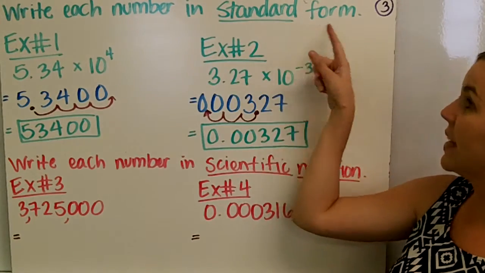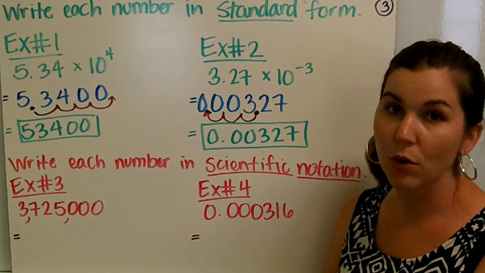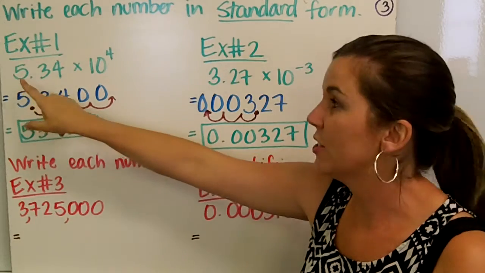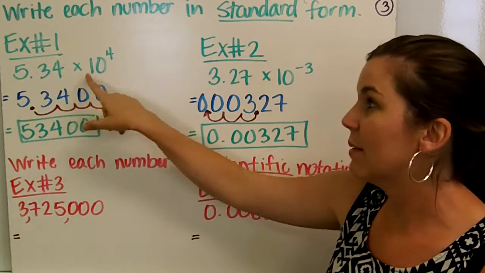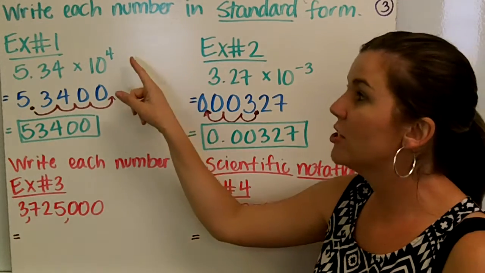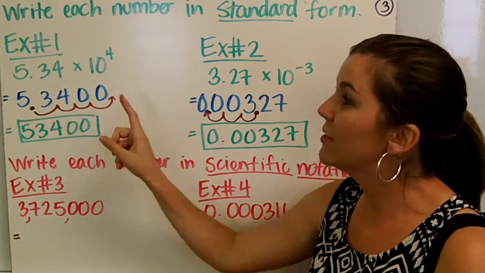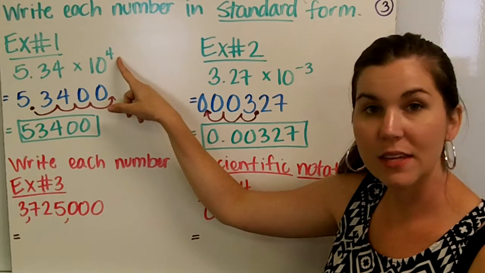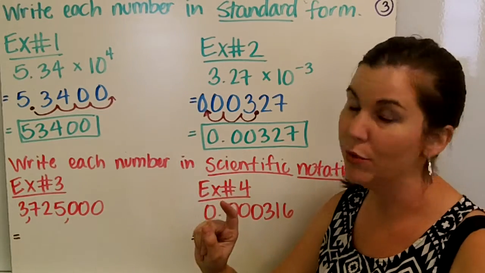Write each number in standard form. Standard form is the way we normally see a number written. Example number 1. Here you're given scientific notation 5 and 34 hundredths times 10 to the 4th power. Now to change it to standard form, you're going to find the decimal and move it the correct number of places. Look at the exponent, it tells you how many places to move the decimal.